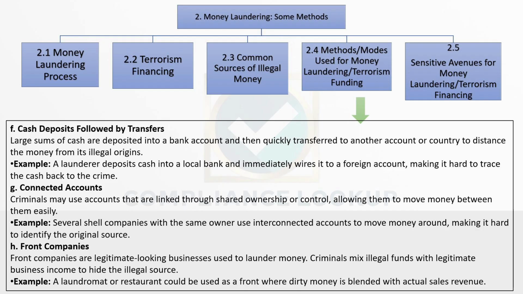Immediately after, they wire the money to a foreign bank account, possibly in a country with lax financial regulations. This swift transfer helps conceal the cash's illegal origins and complicates law enforcement's efforts to track it.